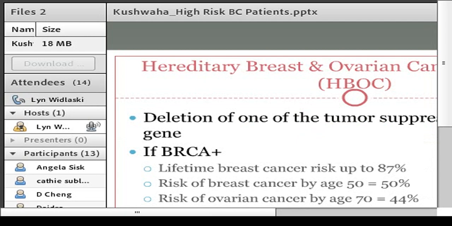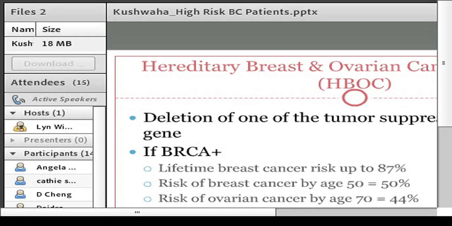So I'm not going to do a big talk on the genetics of this. You guys have had other talks from Breast Health Collaborative, but basically hereditary breast and ovarian cancer syndrome is a deletion of one of the tumor suppressor genes in the patient, which means that the patient's body really can't fight off cancer cells as well as a patient without this gene mutation.